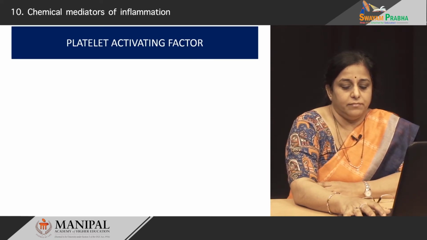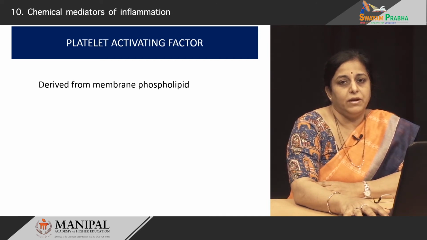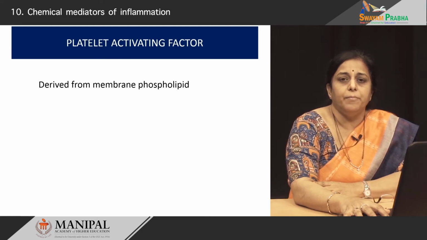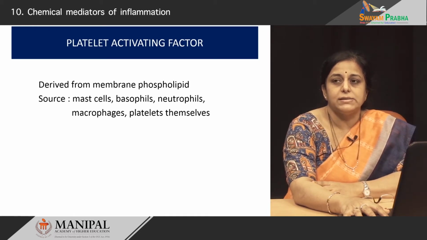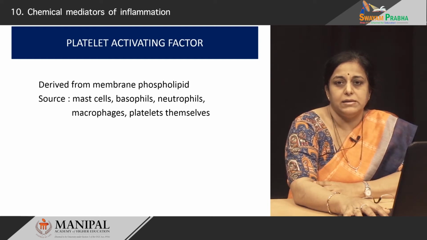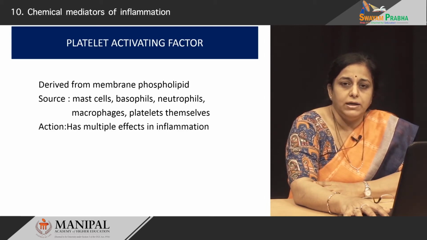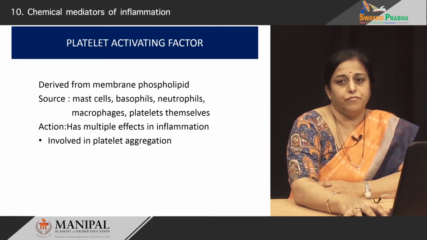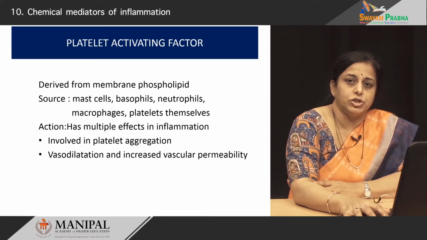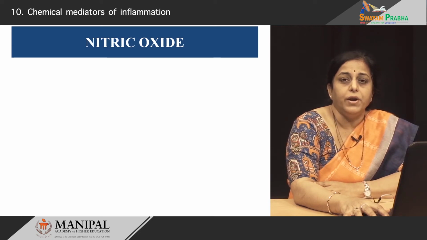The next cell-derived molecule is platelet-activating factor. It is also generated from the membrane phospholipid, just like leukotrienes and prostaglandins. The sources of platelet-activating factor are the mast cells, basophils, neutrophils, macrophages, and platelets themselves. So, you can see a wide range of cells that produce platelet-activating factor. It has multiple effects in inflammation, one of them being platelet aggregation. It is produced by platelets and it activates platelets and causes aggregation of platelets, and also it causes vasodilatation and increased vascular permeability.